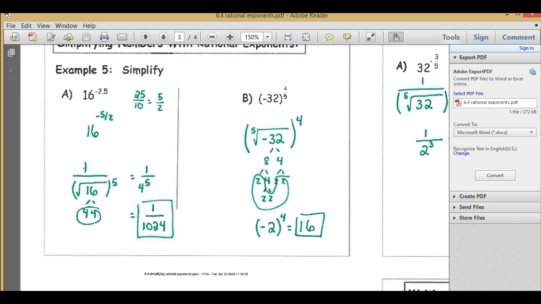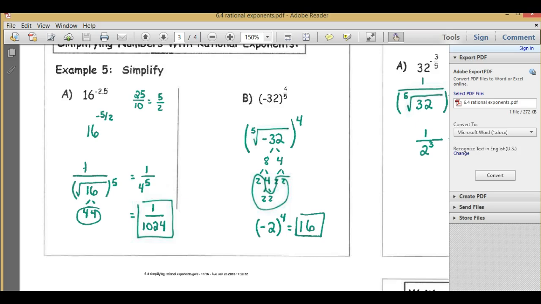So now I have 16 to the negative 5 halves. Negative brings it to the basement. It does not make a negative. The 2 makes it a square root, and the 5 means I have to go to the 5th power. Well, I don't want to take 16 to the 5th power and then try to break that down.